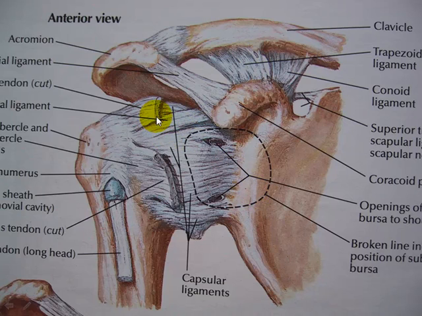Obviously, there's ligamentous structure stabilizing that joint capsule, and multiple ligaments holding together both the glenohumeral joint and the acromioclavicular joint. There's also ligaments holding together between the coracoid process of the scapula and the distal clavicle, the so-called coracoclavicular ligaments.